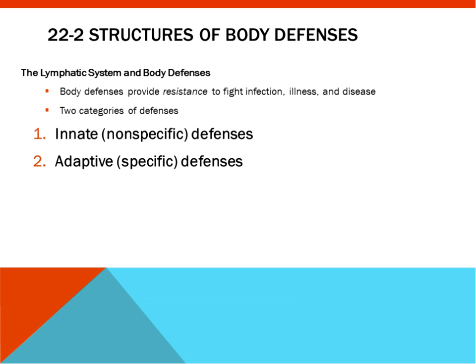So the lymphatic system and body defenses provide resistance to fight an infection, which we've already talked about. And we have 2 categories that we're going to talk about: innate or nonspecific defenses and adaptive or specific defenses. That's that specificity that we were talking about with B cells and T cells. Innate means natural or something that is instinctual. So innate immunity or innate defenses you're born with, they're going to fight any infection, any pathogen the same way. They're not going to be specialized for one particular type of infection.